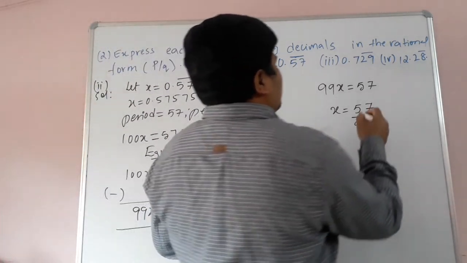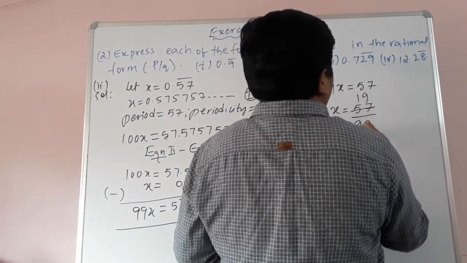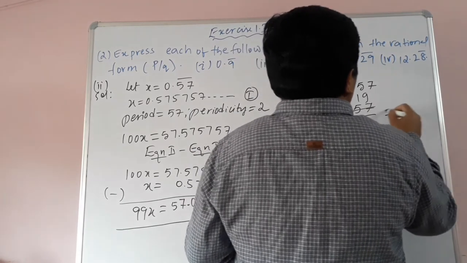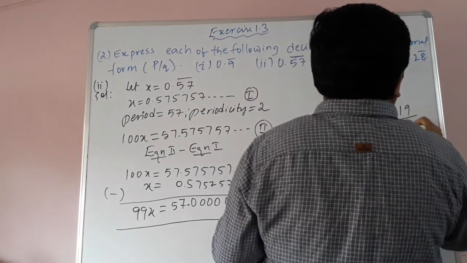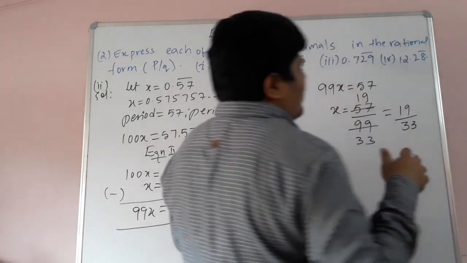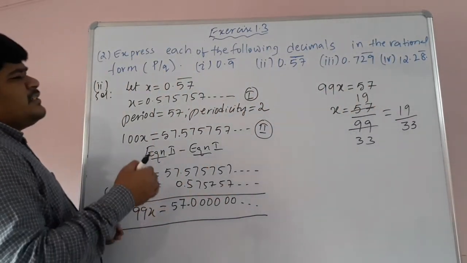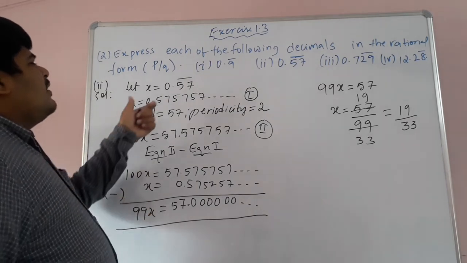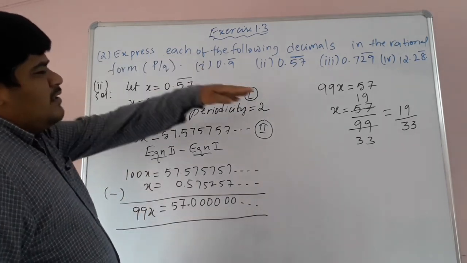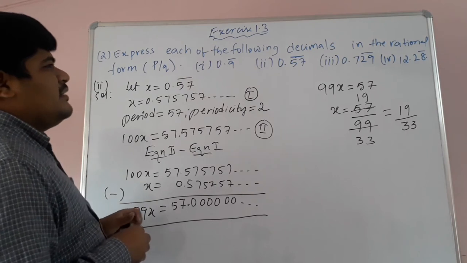So see, 3 ones are 3, 3 nines are 27. 3 threes are 9, 3 threes are 9. So what is that number, children? 19 over 33, or 19 by 33. So that is the answer. This is the process to get p by q form from a non-terminating recurring decimal. Answer is 19 by 33.